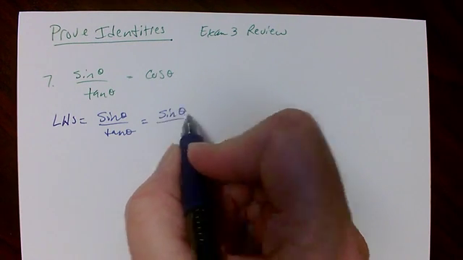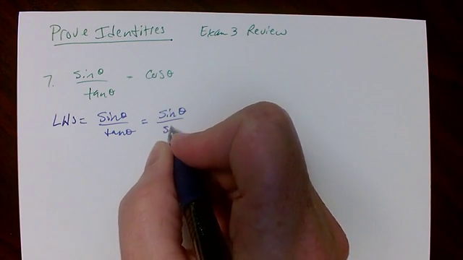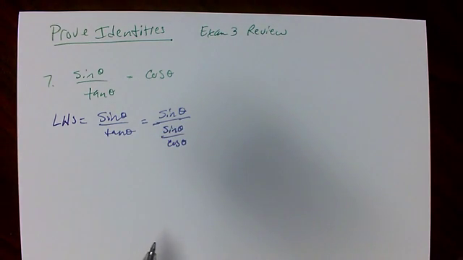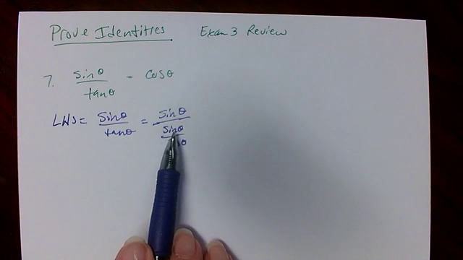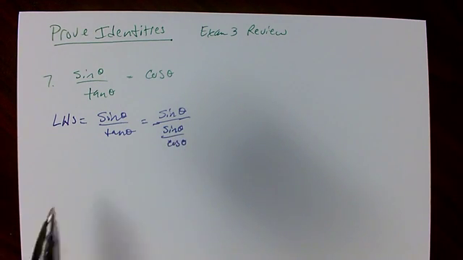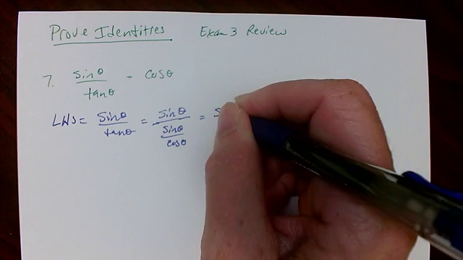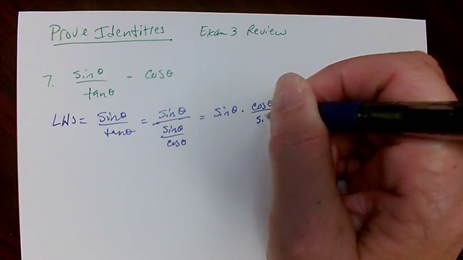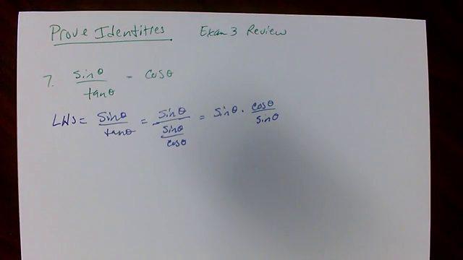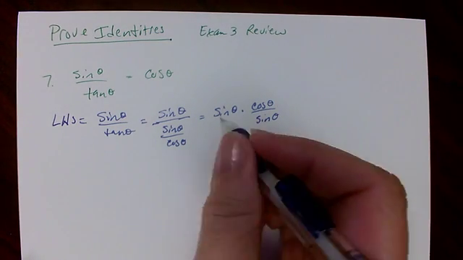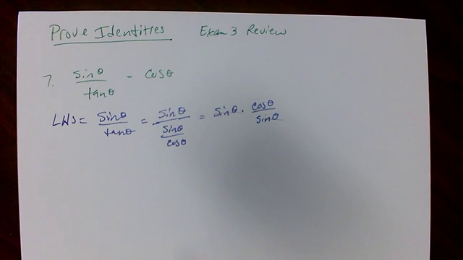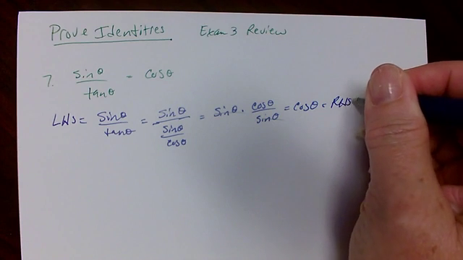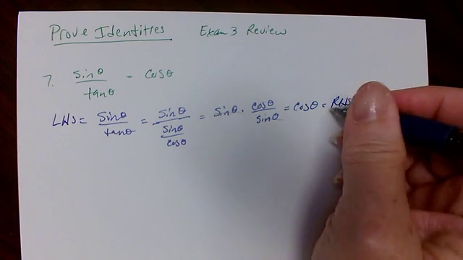So we've got sine theta over tangent, which is sine theta over cosine theta over sine theta. We don't divide by fractions, we multiply by reciprocals. So we're going to change this to sine theta times our reciprocal of cosine theta over sine theta. Here our sine thetas are going to cancel, and that will leave us with cosine theta, which is equal to our right-hand side, which is what we're looking for.